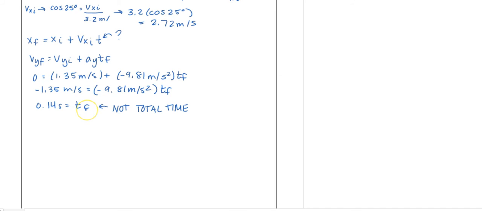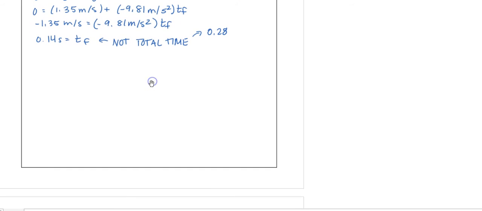So even though I found t sub f, this is not total time. Total time would be 0.28. That really doesn't matter. But just to reiterate the concept of final time is not necessarily total time. That's just the halfway point. So now I have everything that I need to plug in to this equation.